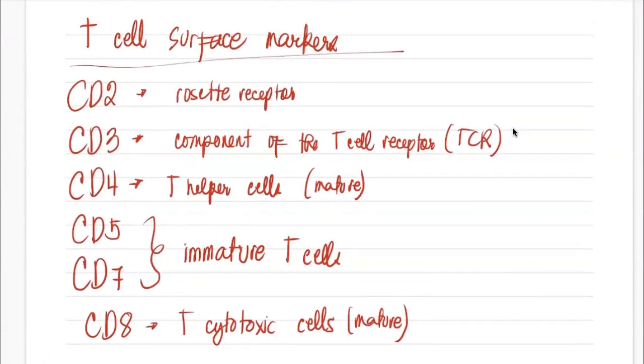And if you would notice, isa sa mga ginagamit na palatandaan dito, medyo maliliit na mga numbers sila, no? 2, 3, 4, 5, 7, 8. 'Di ba? Maliliit na numbers. So, that is for T cells.